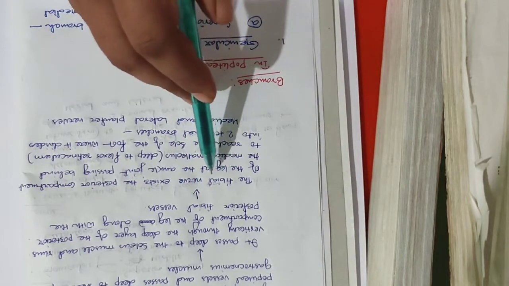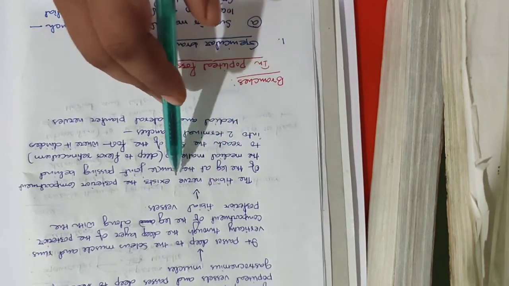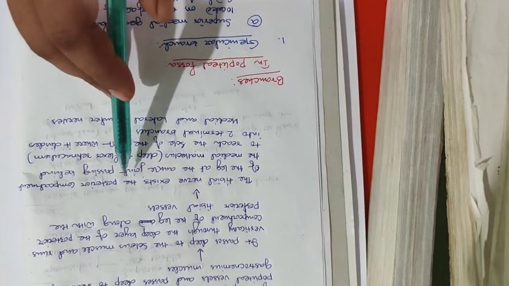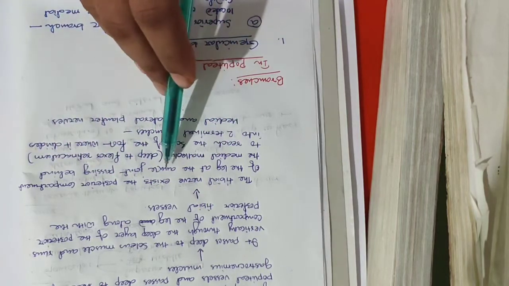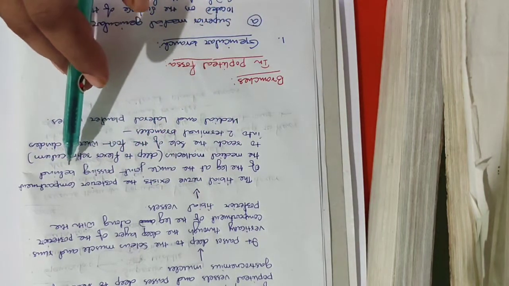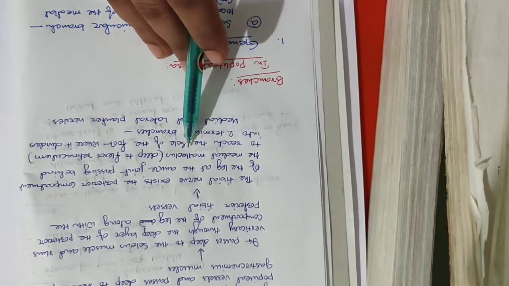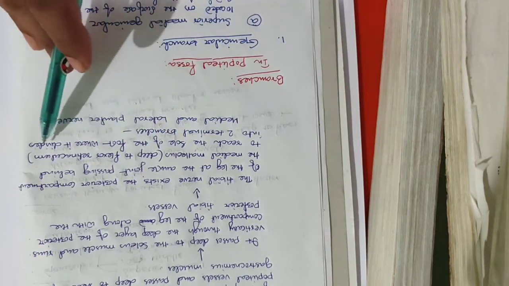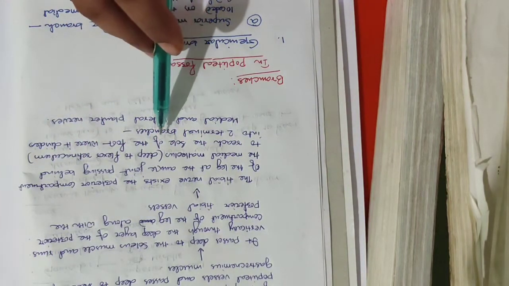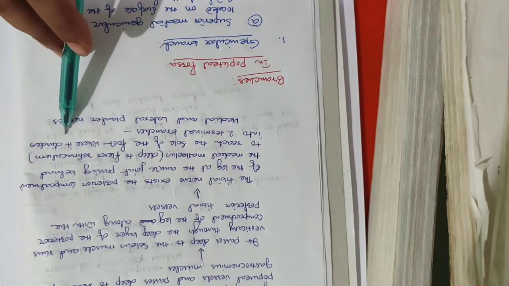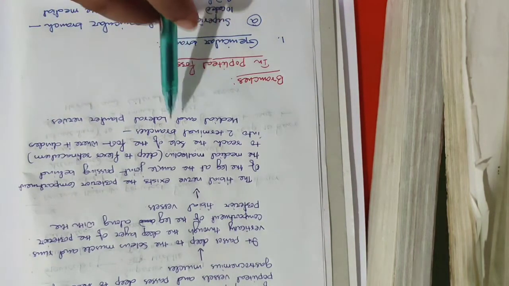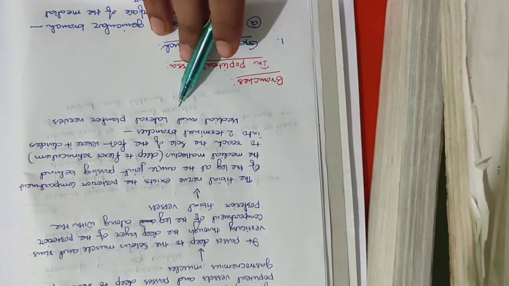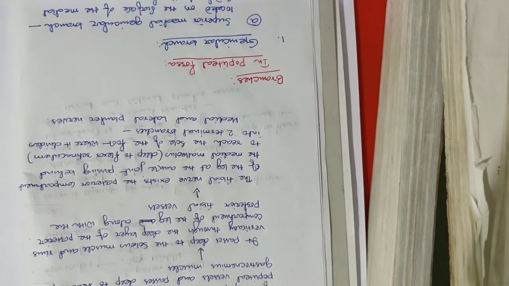Then the tibial nerve exits the posterior compartment of the leg at the ankle joint, passing behind the medial malleolus, deep to the flexor retinaculum, to reach the sole of the foot, where it divides into two terminal branches. One is medial, another is lateral plantar nerves.